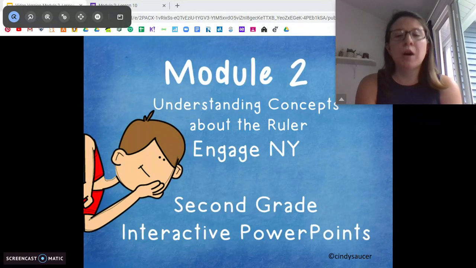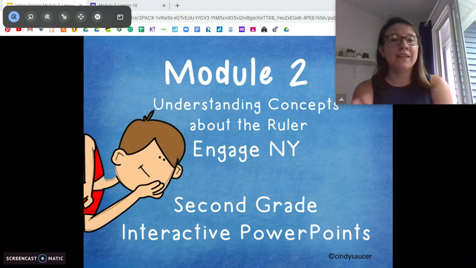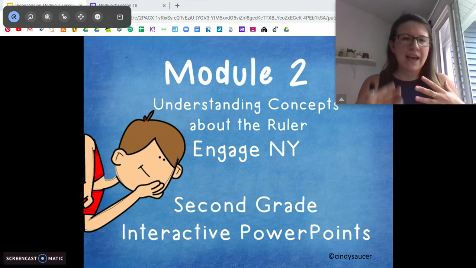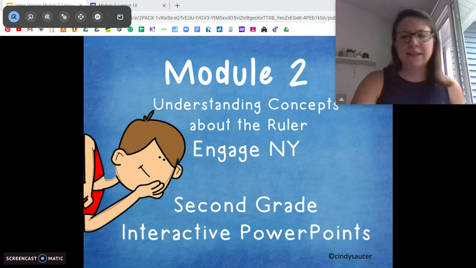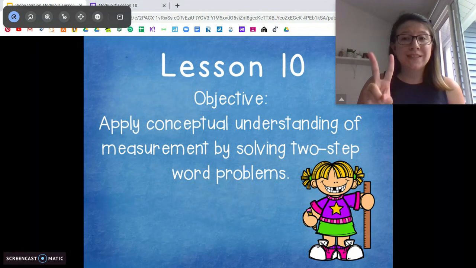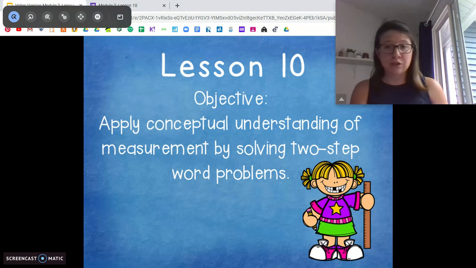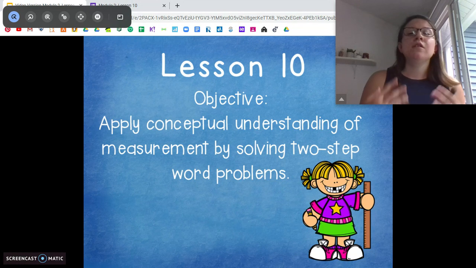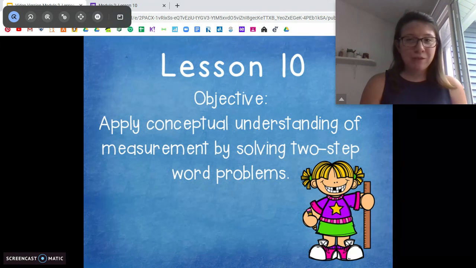So today we're going to do Module 2, Lesson 10. This is the last lesson in Module 2. It's kind of going to wrap up everything that we've done with measurement and adding base 10 units. Today our focus is going to be on word problems. We're going to be solving two-step word problems. That means there's two things you have to do before we get to the answer. And they're going to be involved with measurement, so something we've gone over before. So don't worry, I'm going to walk you through it.